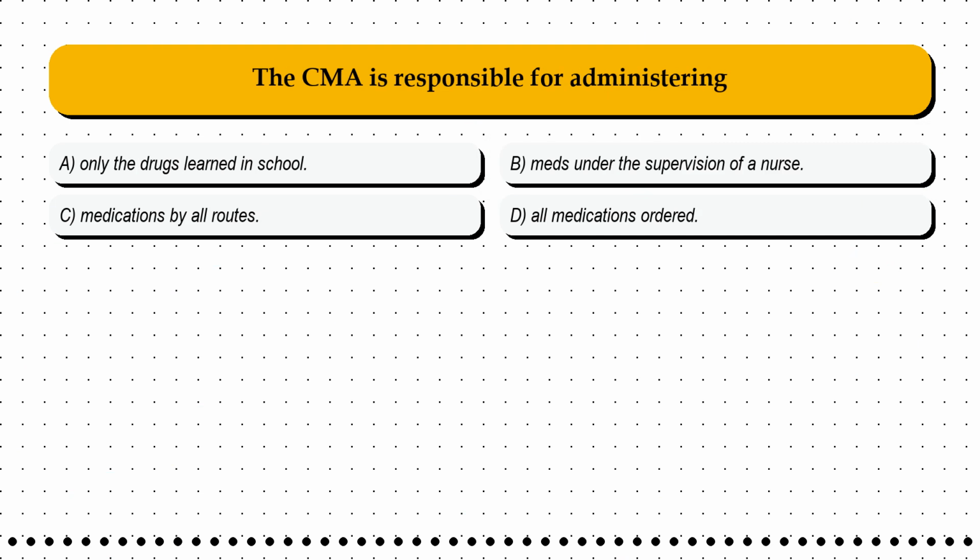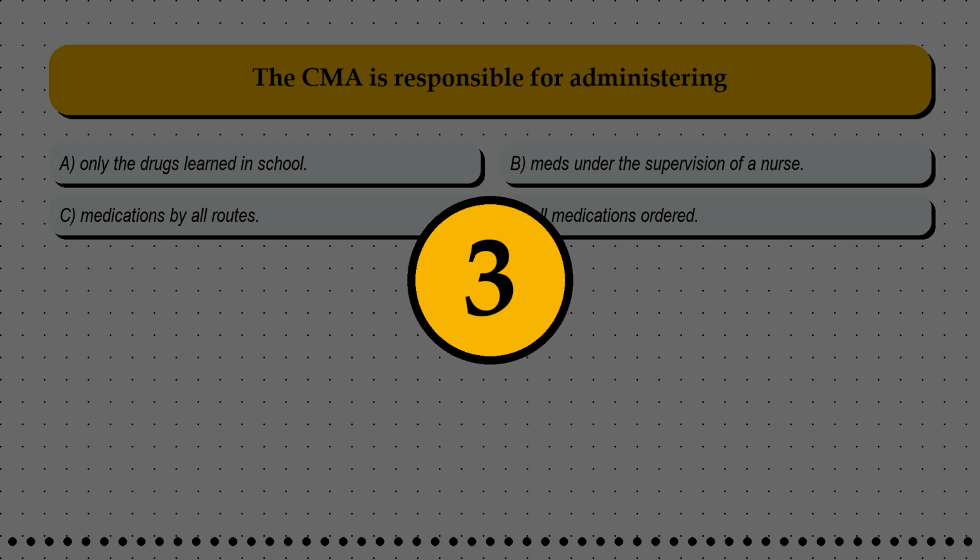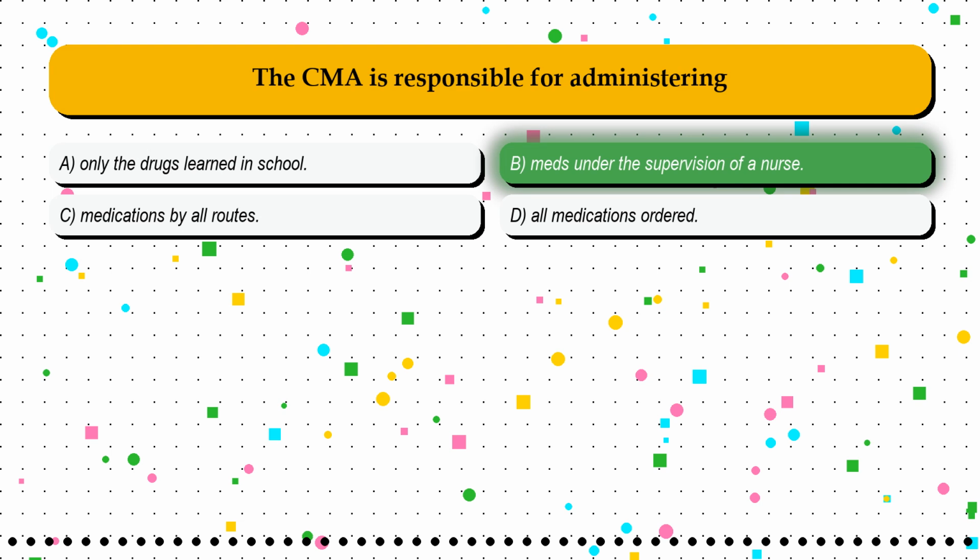Question 342. The CMA is responsible for administering: Option A. Only the drugs learned in school. Option B. Meds under the supervision of a nurse. Option C. Medications by all routes. Option D. All medications ordered. The correct answer is option B. Meds under the supervision of a nurse.